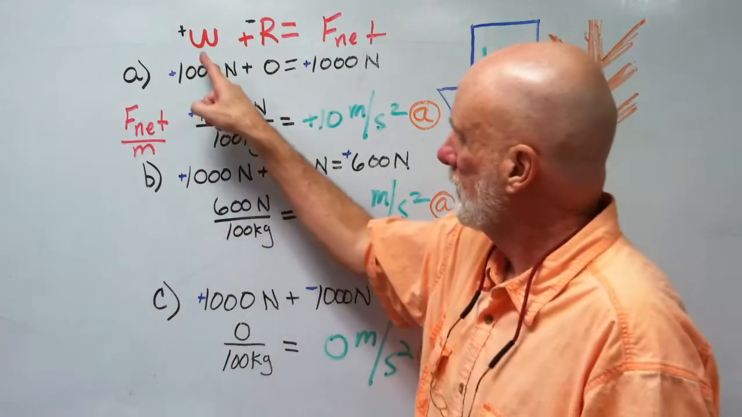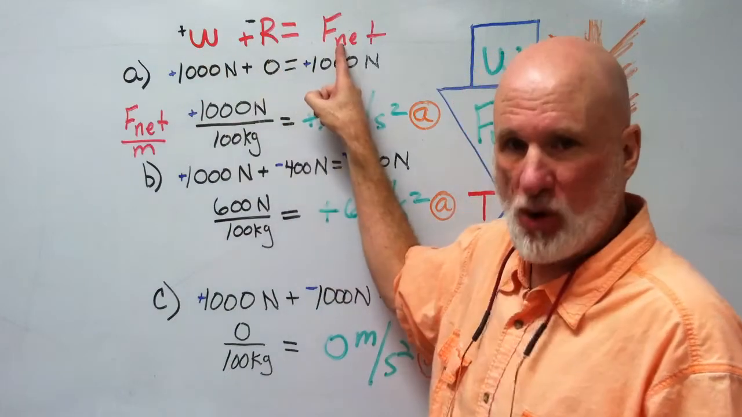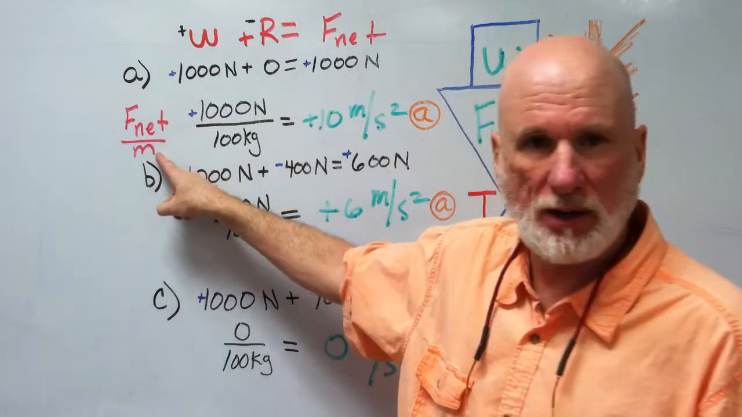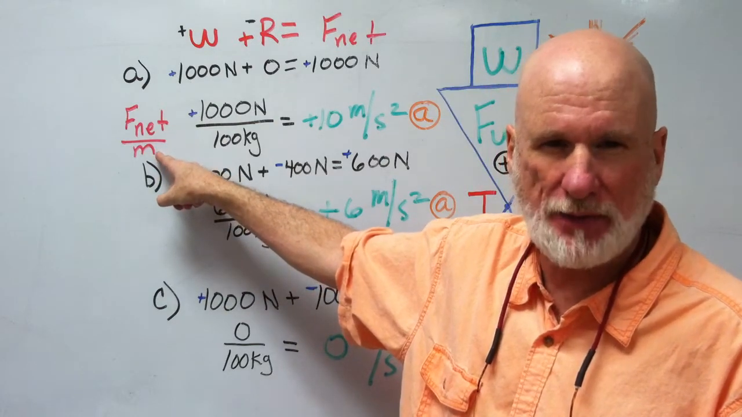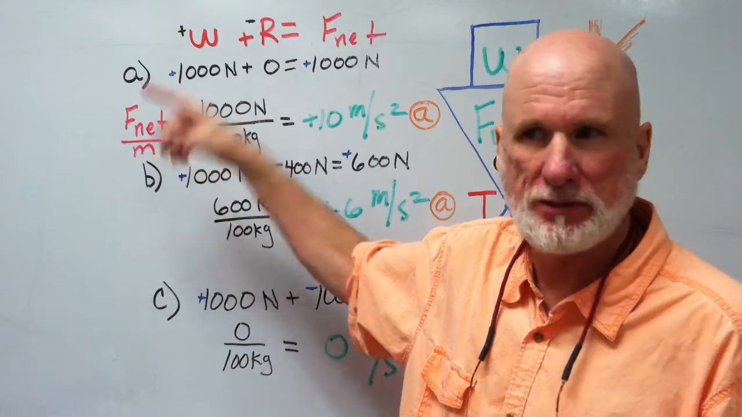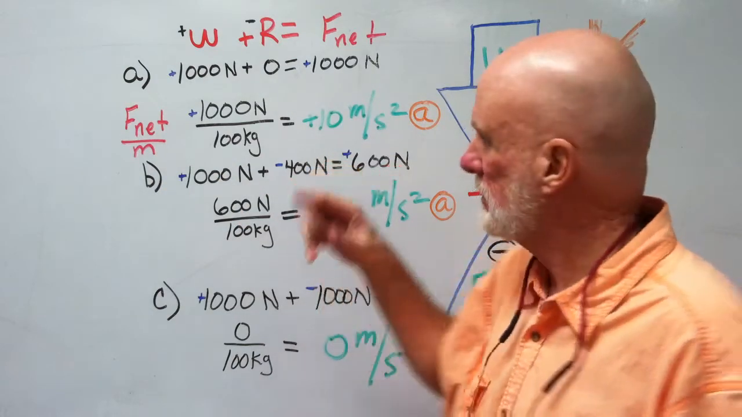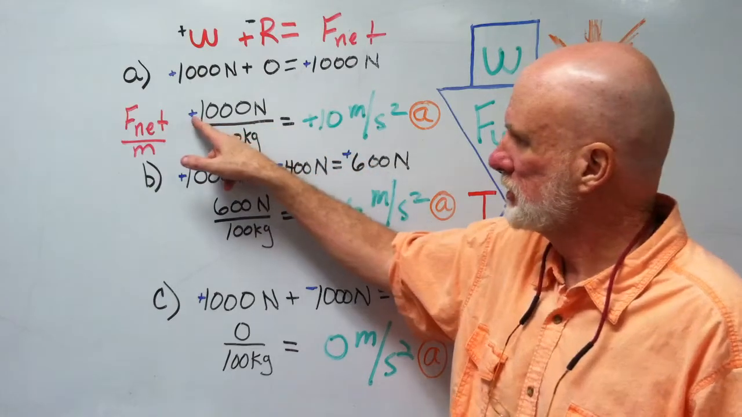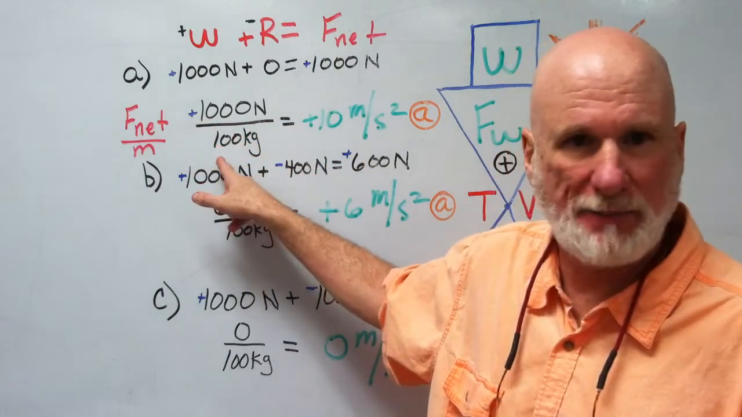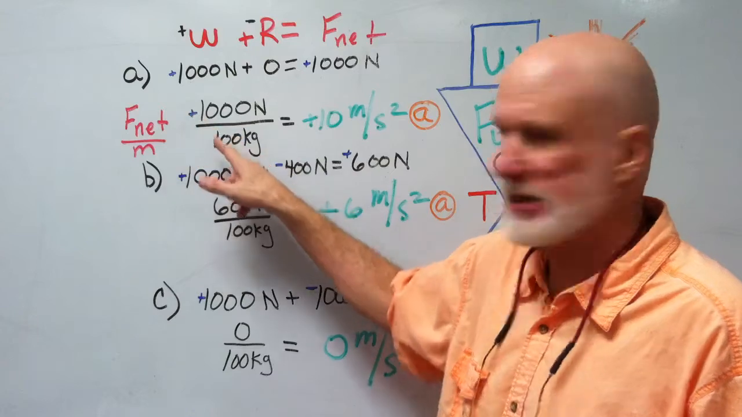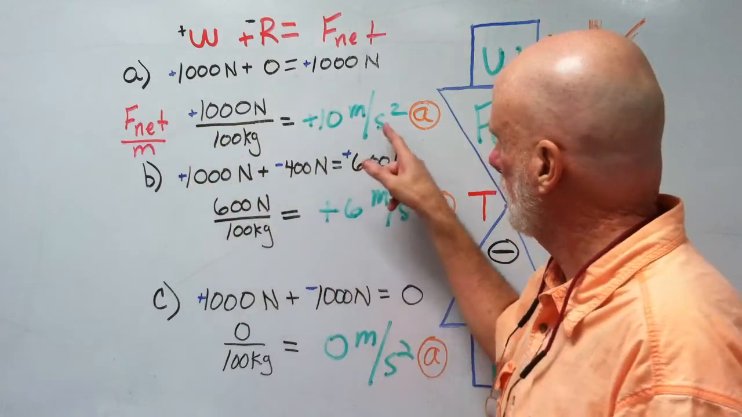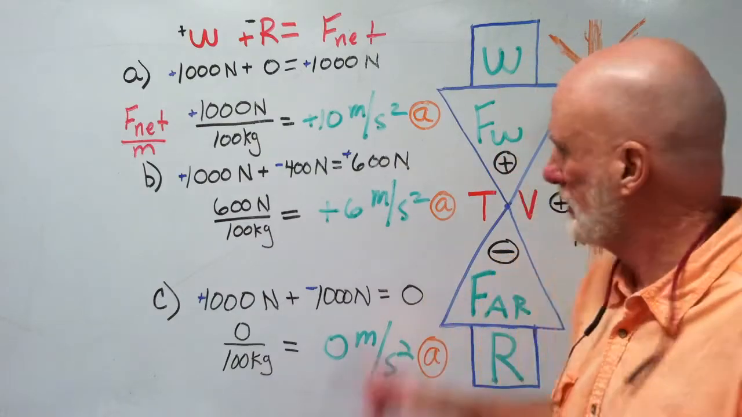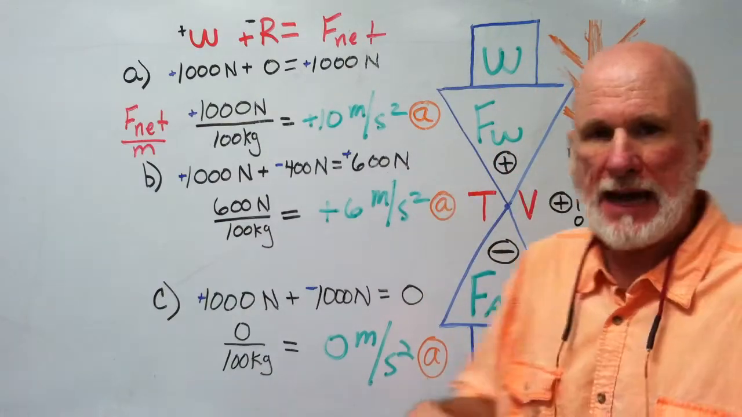You ready? Net force, 1,000 newtons. F net over mass. That's acceleration. Acceleration is a quotient, F net over mass. Plus 10. Why plus 10? Mass is scalar. Mass is not plus. Plus over the scalar quantity, plus. Positive 10 meters per second squared. That's the acceleration. Now, he's falling.